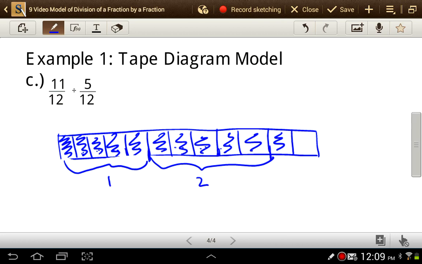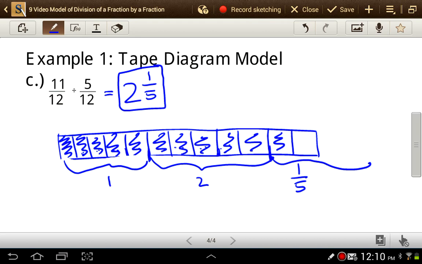Now the problem is I cannot fit 5 here. So how much do I have left over? 5 takes me beyond over to here. So I only have 1 of the 5 shaded in. I have 1, 2, and then 1/5 left over. So my answer is 2, and then 1 of the 5 that I want shaded in the next region. So that's 2 1/5. That's how you find that answer when it does not go in evenly.